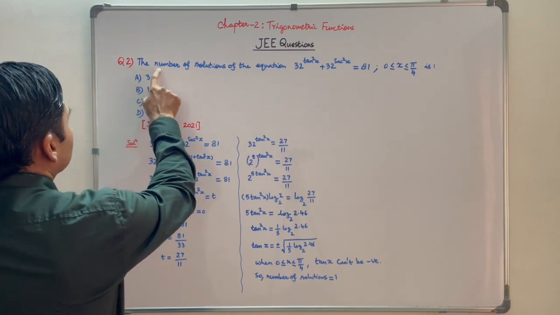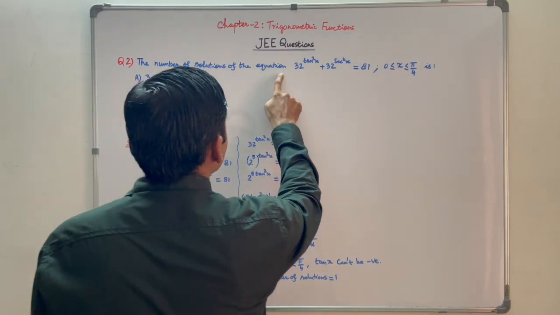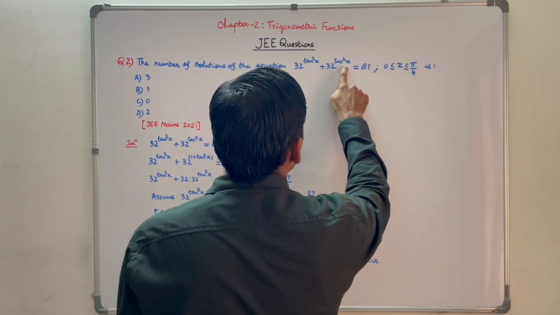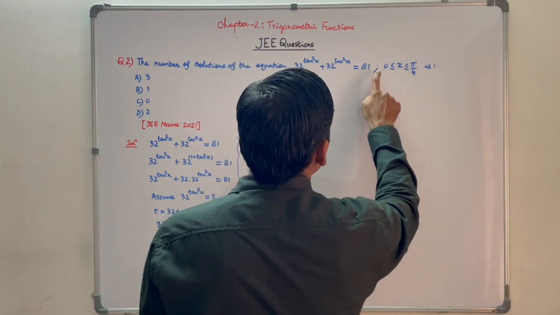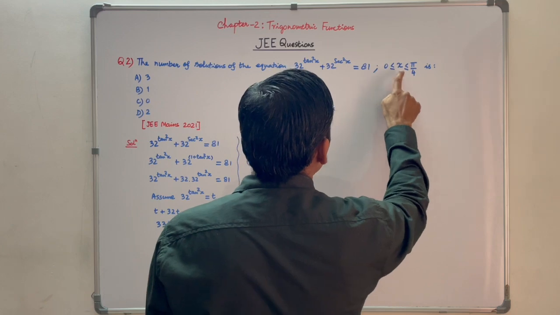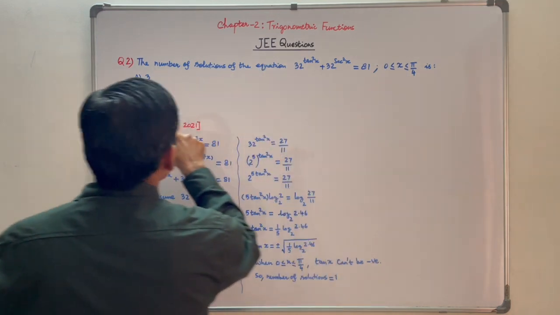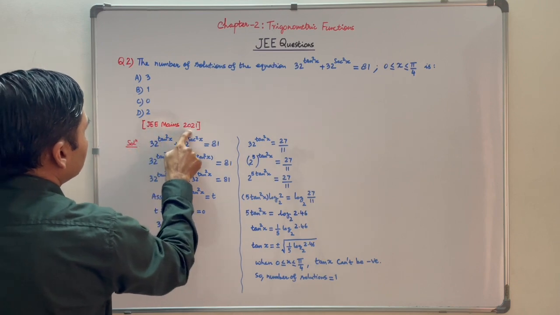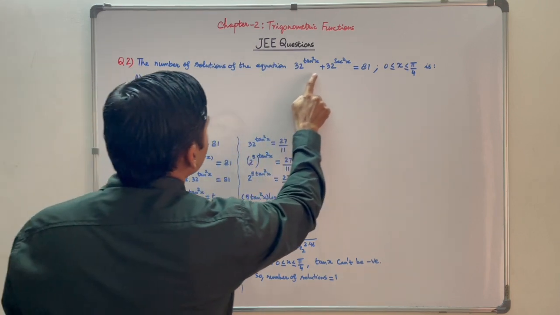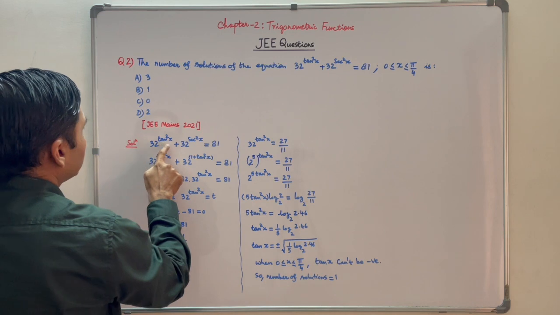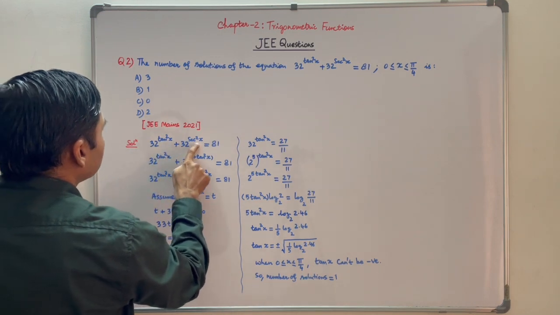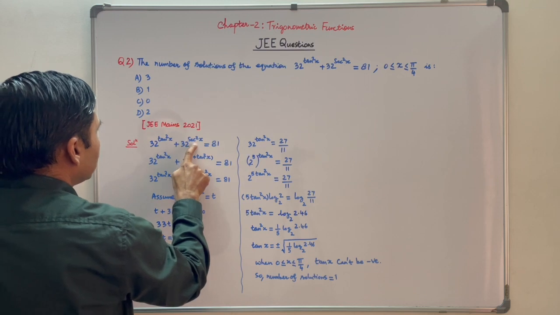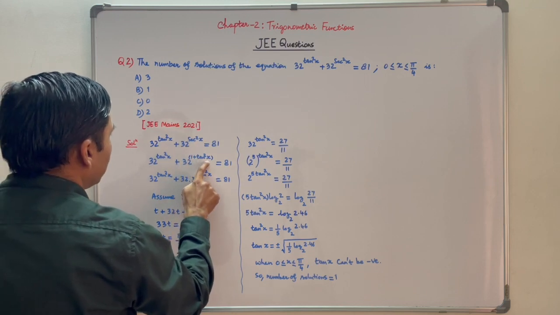Second question, the number of solutions of the equation 32^(tan²x) + 32^(sec²x) = 81 when x lies between 0 to π/4 is. These are the options given. This question appeared in JEE Mains 2021. The given equation is 32^(tan²x) + 32^(sec²x) = 81. We can write sec²x as 1 + tan²x.